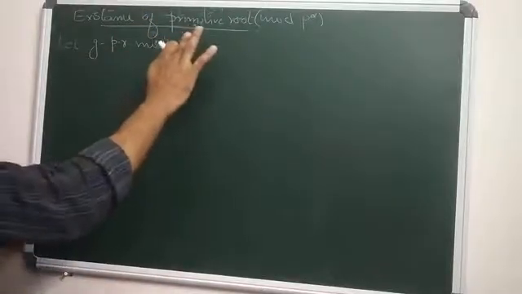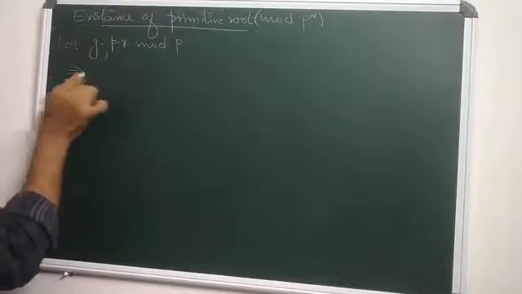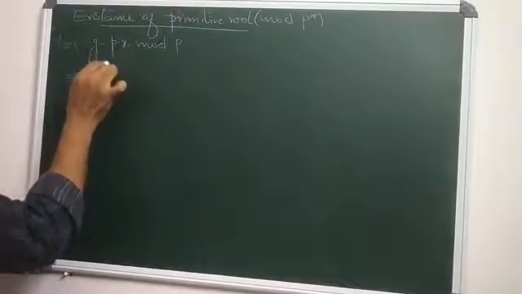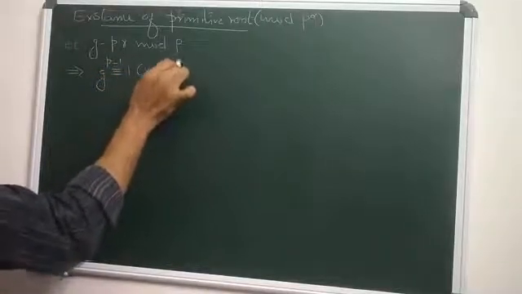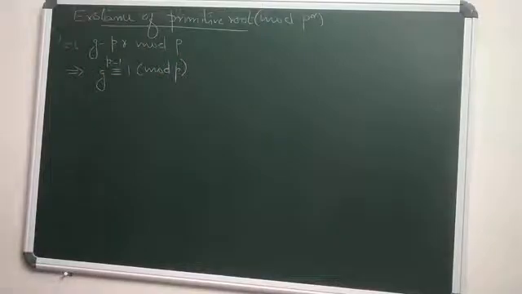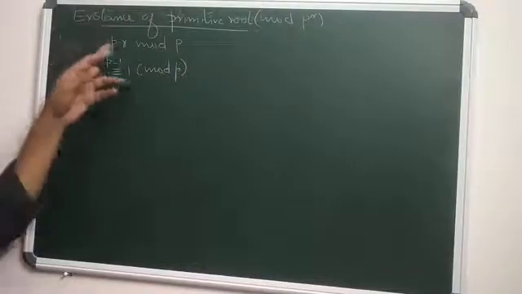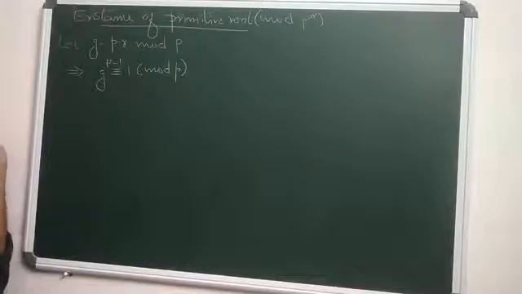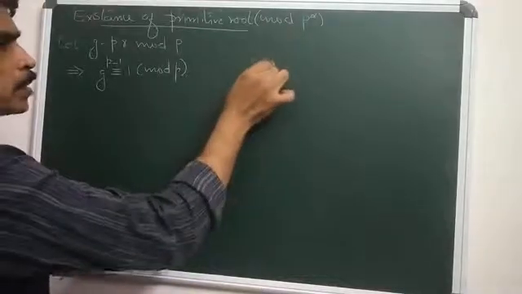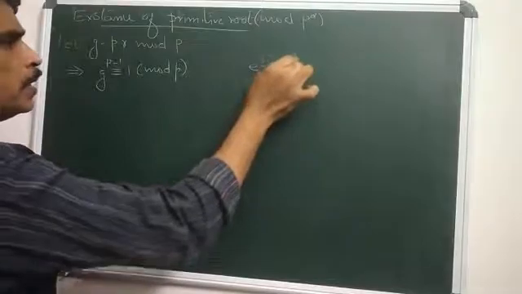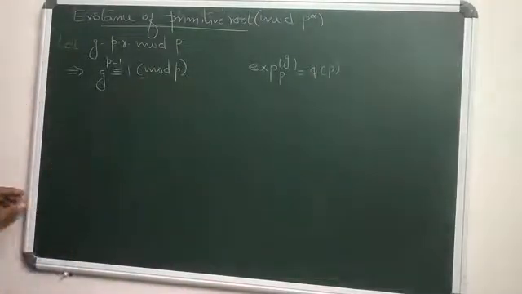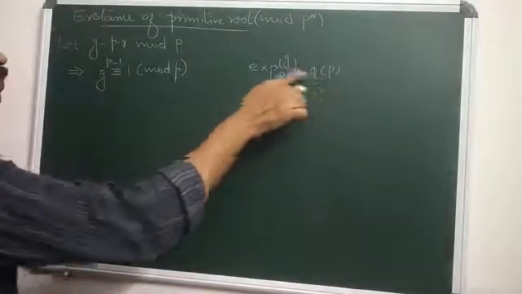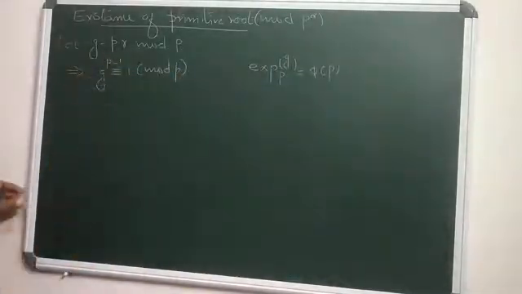Let g be the primitive root mod p. That means g to the power phi of p is congruent to 1 mod p. Since p is an odd prime, this is g to the power p minus 1 congruent to 1 mod p. Why? Because g is a primitive root mod p. G is a primitive root mod p means the exponent of g mod p equals phi of p. That means g to the power phi of p is congruent to 1 mod p. Since p is an odd prime, phi of p is p minus 1. So it is finally g to the power p minus 1 is congruent to 1 mod p.